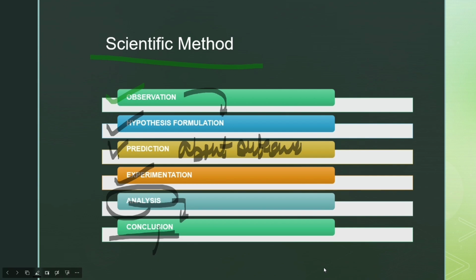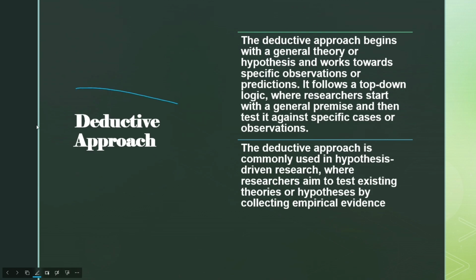The scientific method basically emphasizes empirical observation, systematic experiments, and the use of logical reasoning to draw conclusions about some natural phenomena. Now let's look into the deductive approach of research. In the deductive approach, it begins with a general theory or hypothesis that is given, and the work moves towards a specific observation or some prediction. It follows a top-down logic where the researcher starts with a general premise, and then they test it against specific cases or some observation.